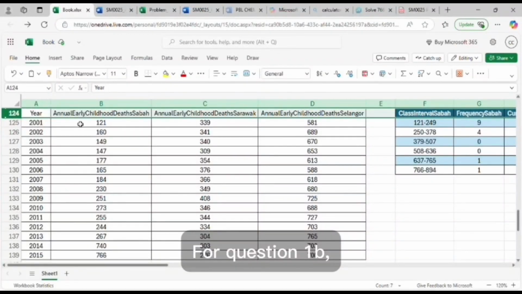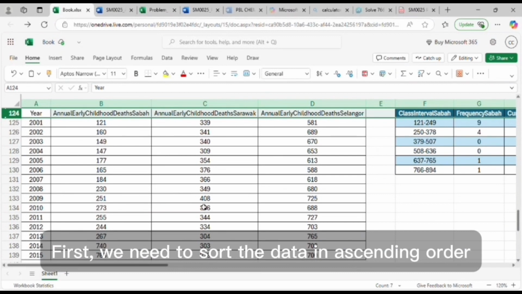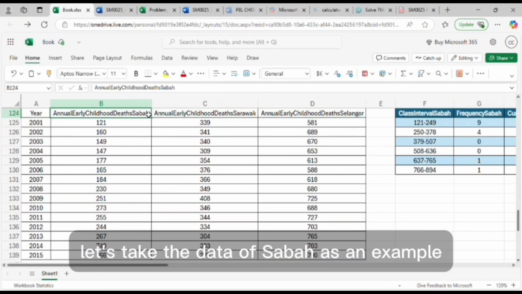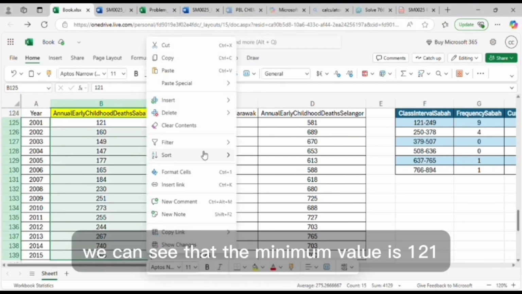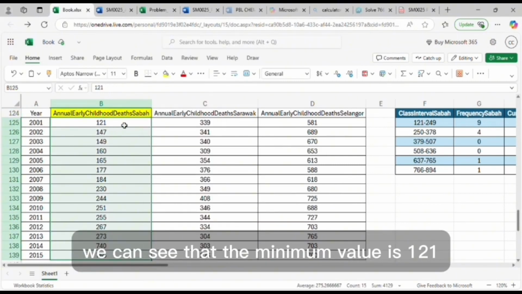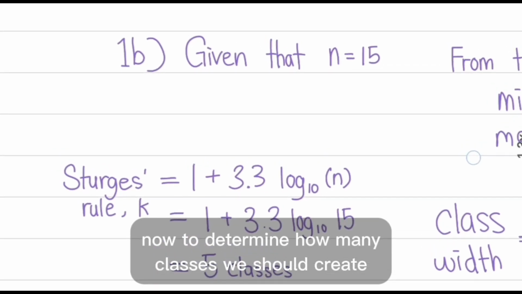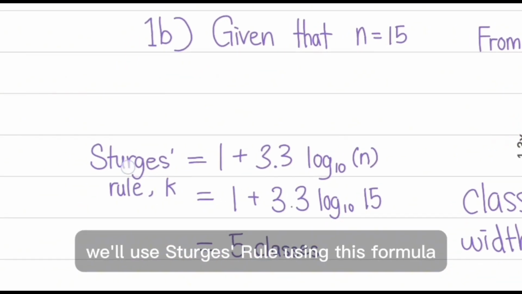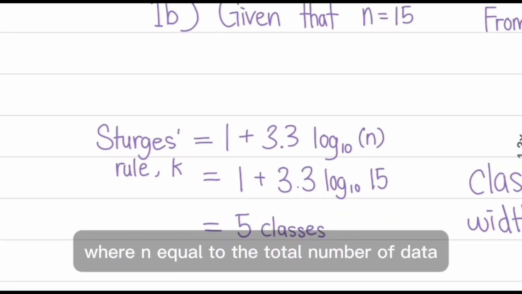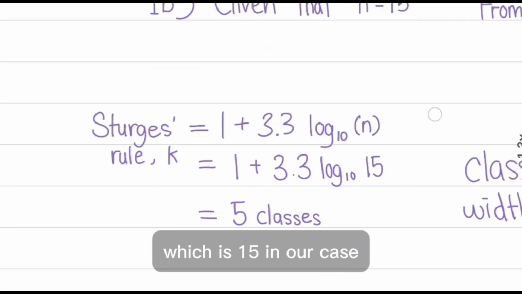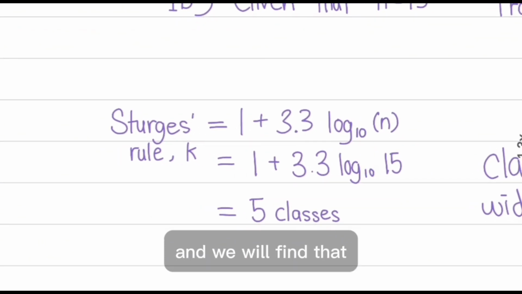For question 1b, first we need to sort the data in ascending order to make it easier to identify the minimum and maximum values. Let's take the data of Sabah as an example. After sorting it out, we can see that the minimum value is 121 and the maximum value is 766. Now, to determine how many classes we should create, we will use Sturges' rule using this formula, where n equals the total number of data, which is 15 in our case. Just type it in the calculator and we will find that the number of class intervals needed is 5 classes.